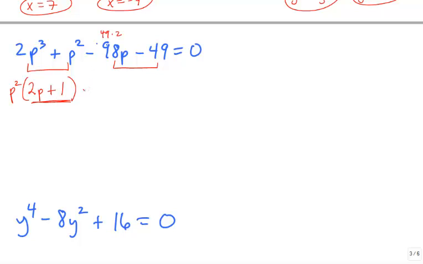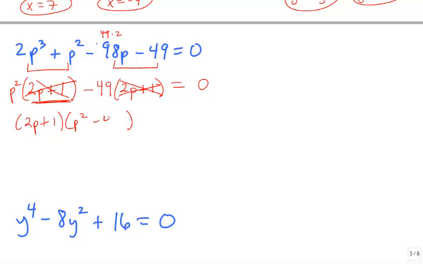So chances are I'm going to need to pull out a negative as well as that 49. And if I do, that'll leave me with a 2 and a p, because negative 49 times 2p is negative 98p. And what do I need over here? Negative 49 times what gives me negative 49? A plus 1. So this is perfect because these two now match. And that means I can pull that out. And in a second set of parentheses, these are now gone, and I'm left with p squared minus 49.